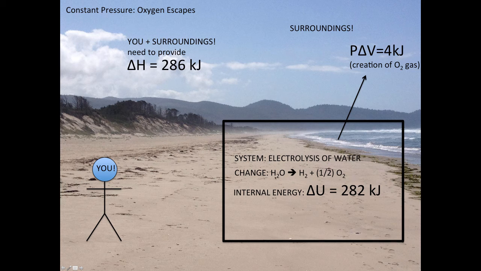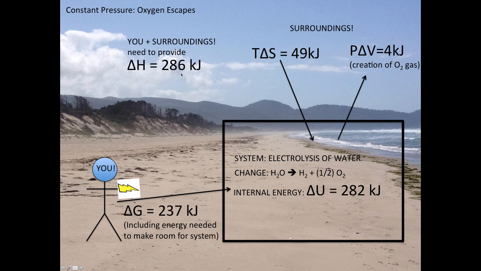Now, if you look at the change in entropy in this reaction, then you'll find if this is being conducted at room temperature, that an amount of heat of 49 kilojoules has to be provided into the reaction. So that's 49 kilojoules out of the 286, and that means that you have to provide the other 237 kilojoules in the form of work of some kind. And in this case, it's electrolysis, so we're providing electrical work here, as denoted by this spark coming out of your fingers.